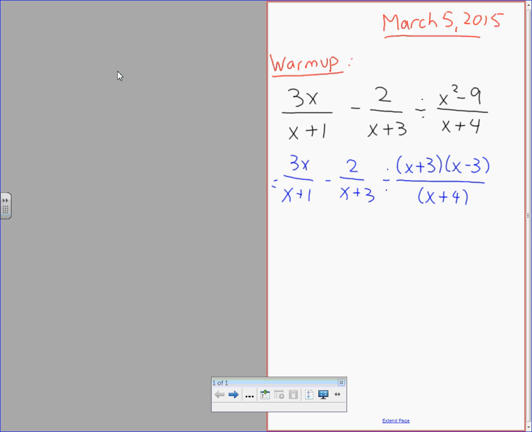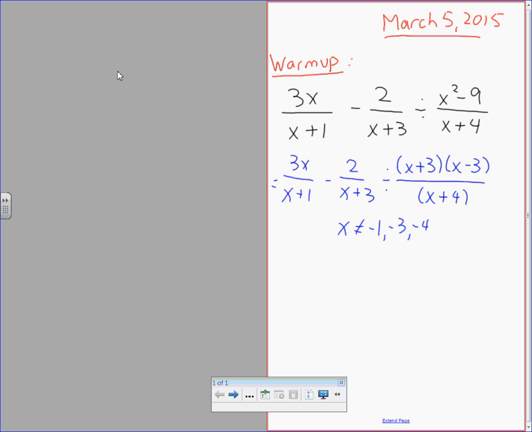All right, Owen, can you be brave, please, and tell me what to do next? I see the restriction. Wonderful. What can x not equal, please? X not equal negative 1, negative 3. Great. All right, Adria. Please, Adria, what do you do next, please?